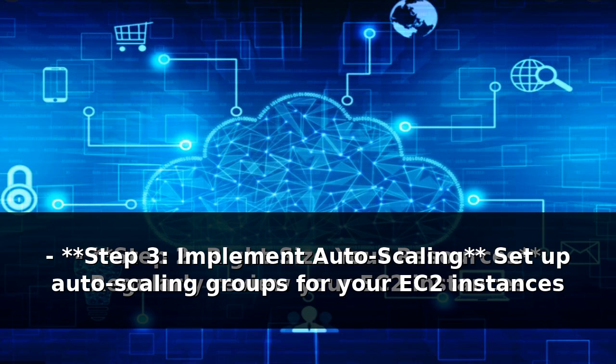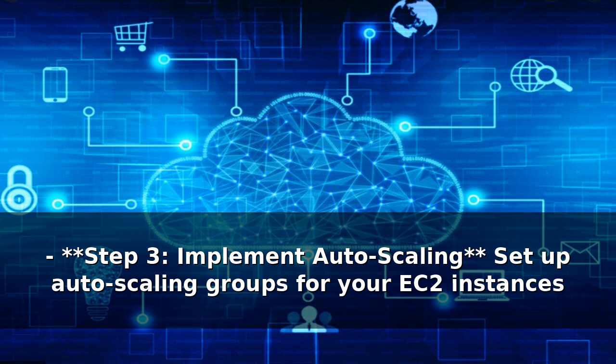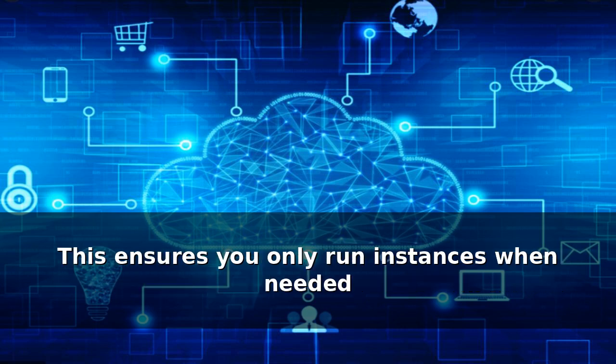Step 3. Implement auto-scaling. Set up auto-scaling groups for your EC2 instances. This ensures you only run instances when needed. Step 4. Use S3 lifecycle policies. Create lifecycle policies for your S3 buckets. Move infrequently accessed data to cheaper storage classes like S3 Glacier.